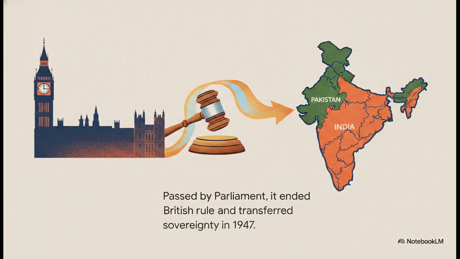And this is a really crucial point. Independence was ultimately a legal, constitutional achievement. The UK Parliament passed the Indian Independence Act of 1947, which officially ended the Raj and transferred sovereignty to the newly independent dominions of Pakistan and India. It wasn't some military surrender. It was a constitutional transfer of power born from decades of intense debate.